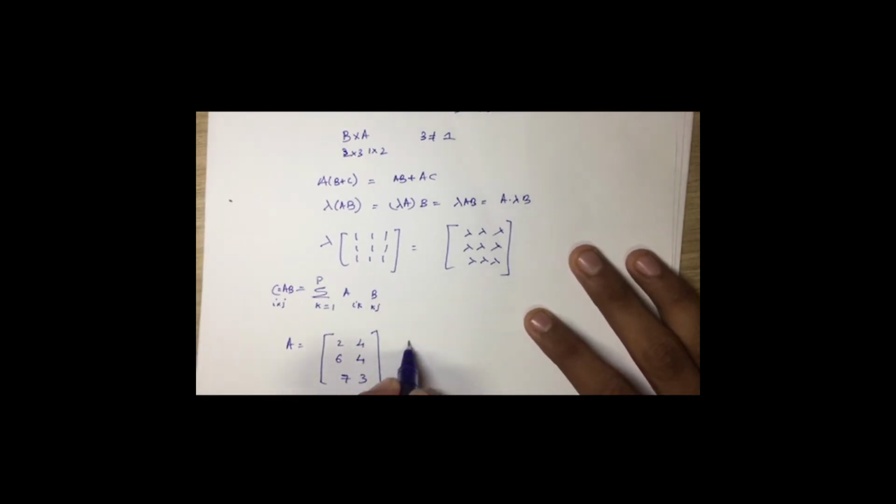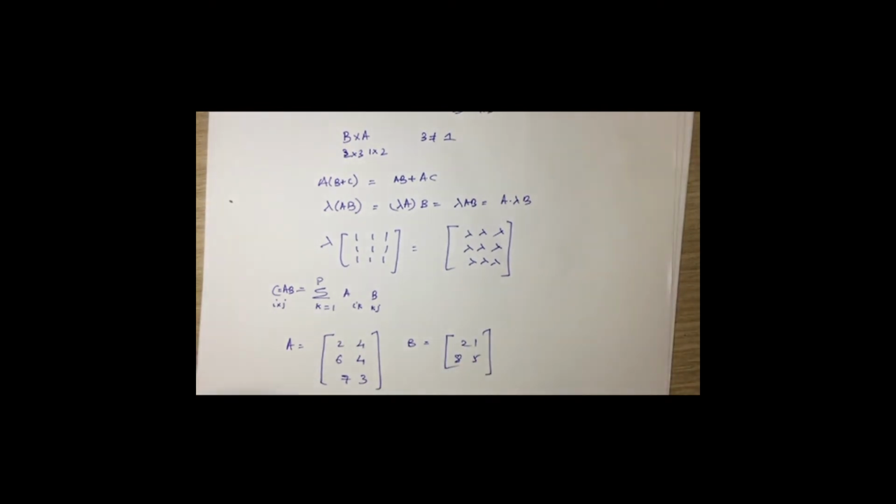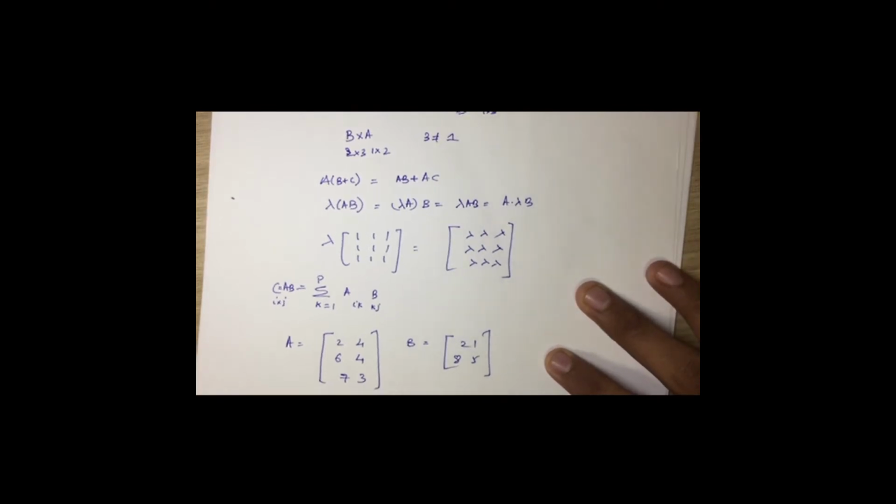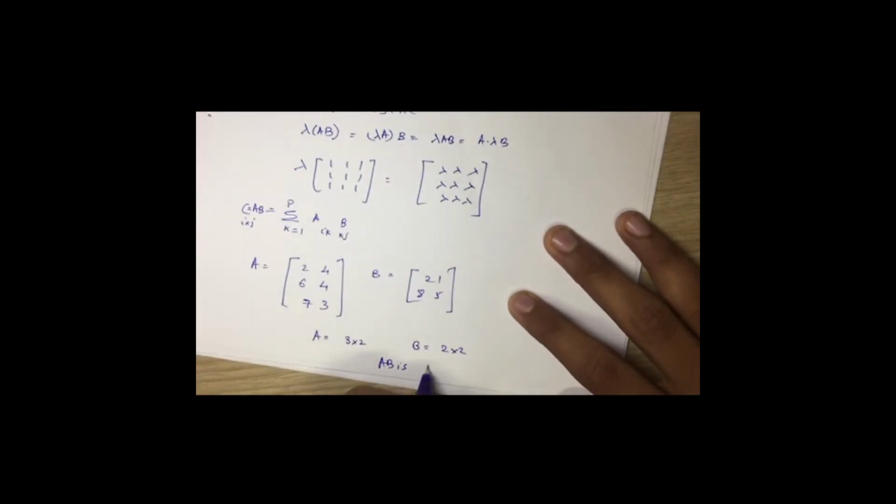Now let me ask you a question. Tell me if this is defined. Let me define A as 2, 4, 6, 4, 7, 3, and then B as 2, 1, 8, 5. So now when we compare the rows and the columns, A is a 3 by 2 matrix, B is a 2 by 2 matrix. Yes, AB is defined.